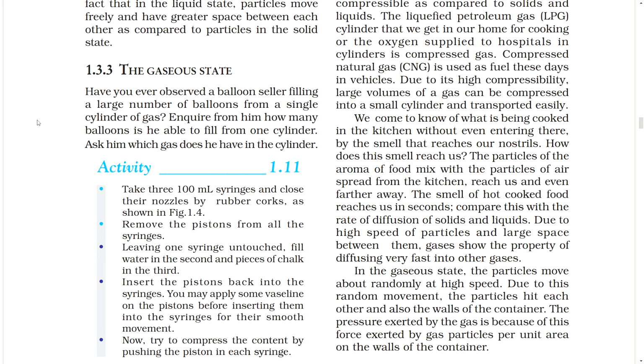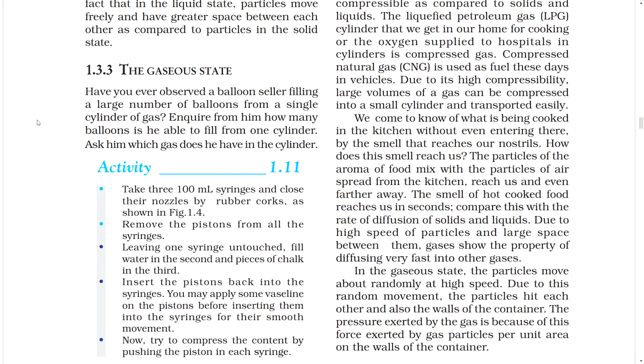The smell of hot cooked food reaches us in seconds. Compare this with the rate of diffusion of solids and liquids. Due to the high speed of particles and large space between them, gases show the property of diffusing very fast into other gases. In the gaseous state, the particles move about randomly at high speed.